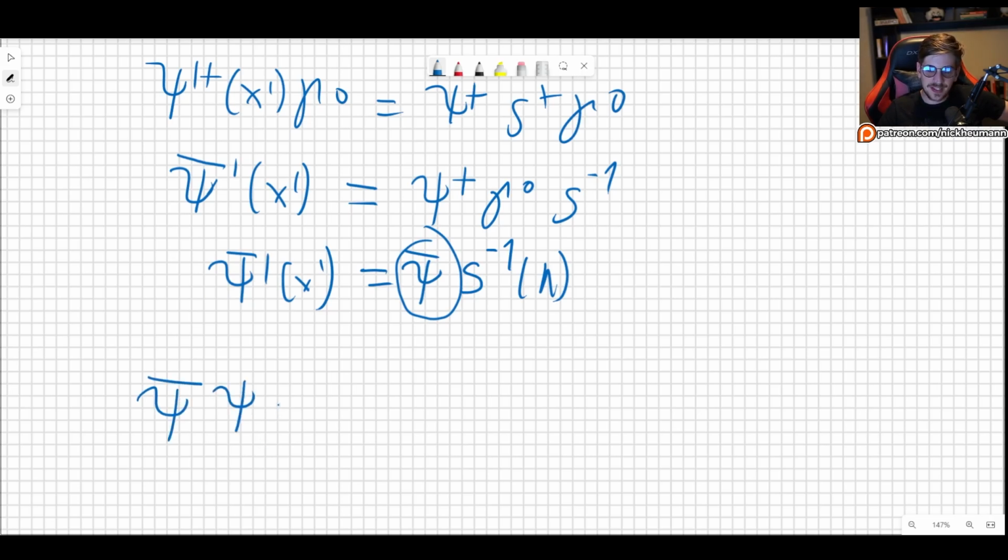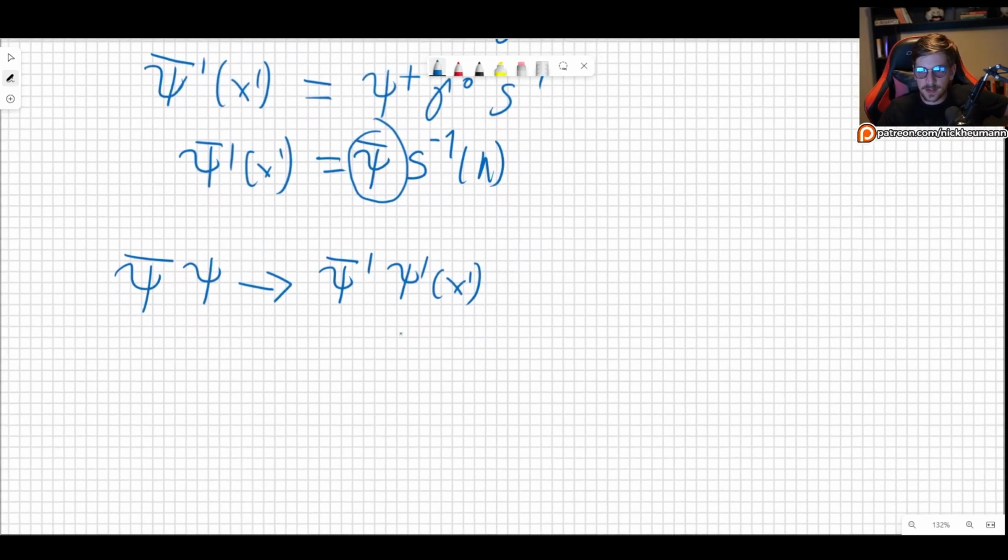times psi is going to transform in a very interesting way. Because if we take this and we now want to find psi Hermitian adjoint prime, psi prime of x prime, well, how is this going to transform? Let's see. This would simply be using these definitions right here. So psi Hermitian adjoint prime is psi Hermitian adjoint s to the minus 1, and psi prime transforms as s times psi. So the s minus 1 and s cancel out, so we get psi Hermitian adjoint psi, which is exactly what we started out with.